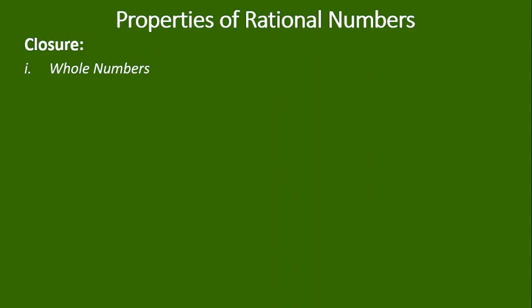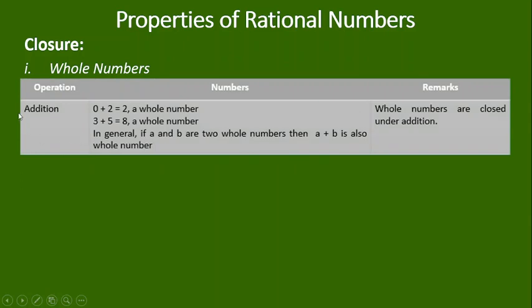So let's first see the property of closure. So for that we are considering whole numbers. Now the operation which we are considering is addition. So the property of closure states that if we are considering two whole numbers, then if you are adding them, then the result should also be equal to a whole number. Then we will say that the whole numbers are closed under addition.